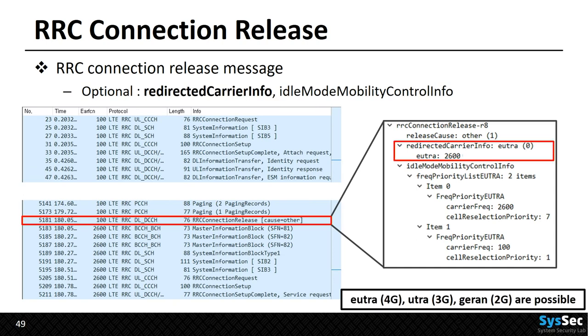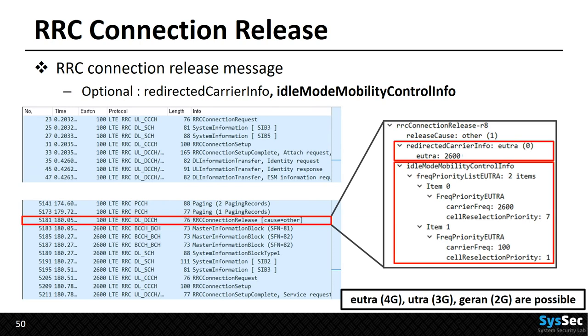One of the additional fields, the redirected carrier info field, is used to indicate the next frequency to which the UE shall connect. The UE uses this information to select an acceptable base station to camp on. Also, the redirected frequency can be not only for LTE base stations, but also for a 3G or 2G base station, which is more vulnerable.